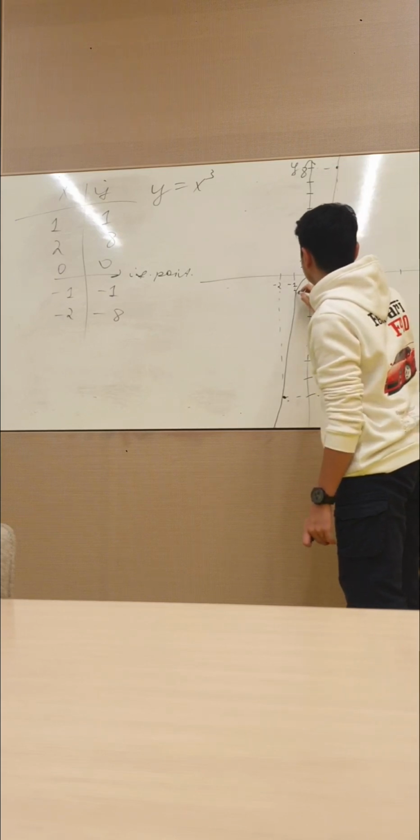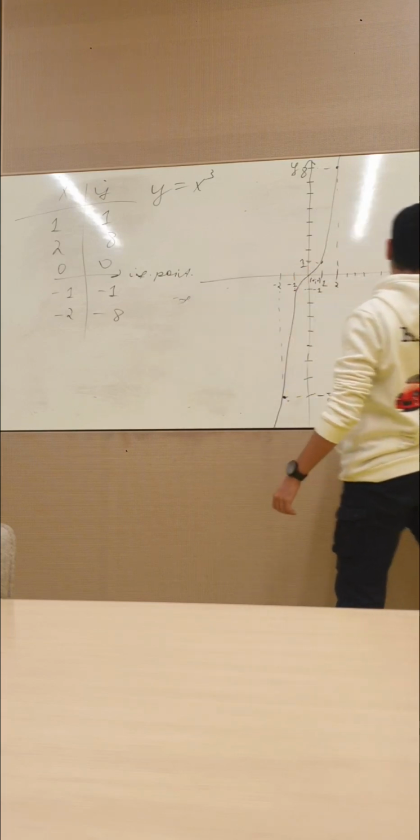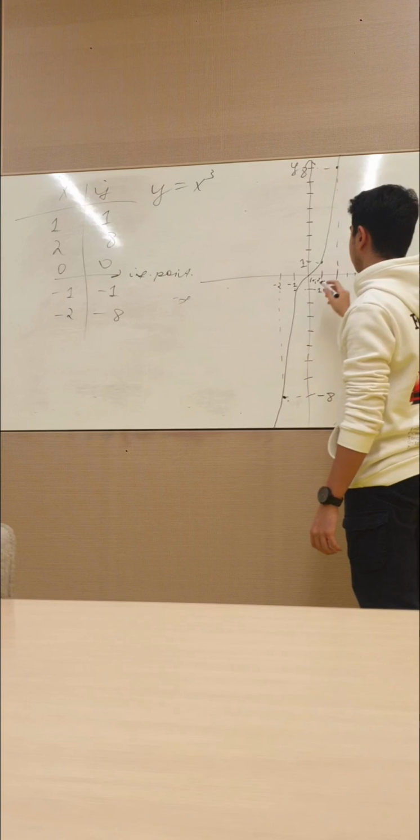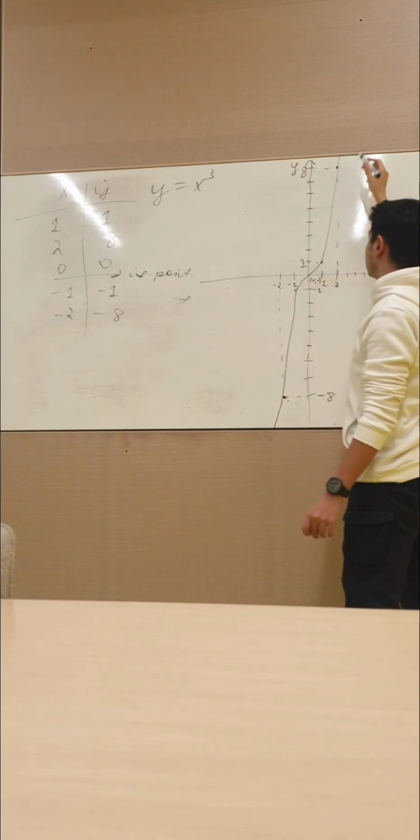It comes like this. As you see, it's all increasing in the interval from minus infinity to plus infinity, and here it's concave down, and at the 0, 0 point, the inflection point, it changes to concave up.